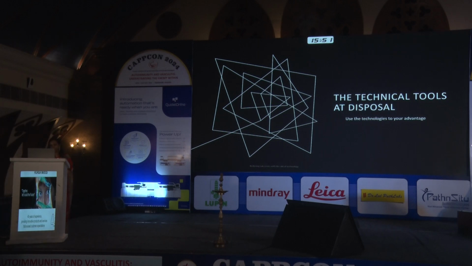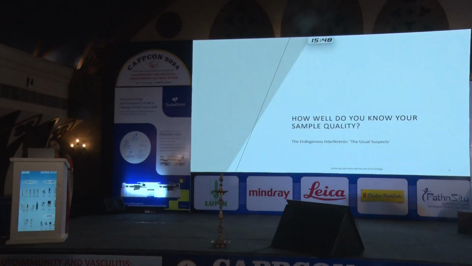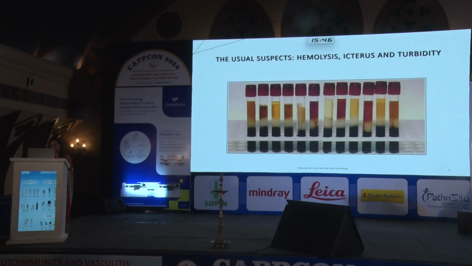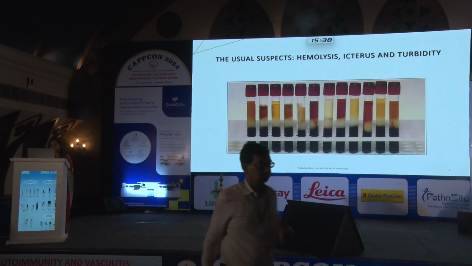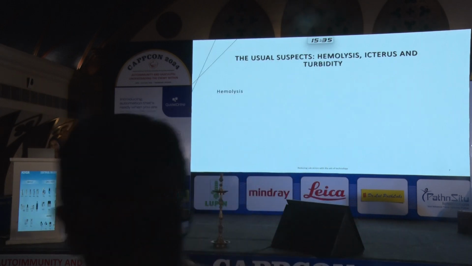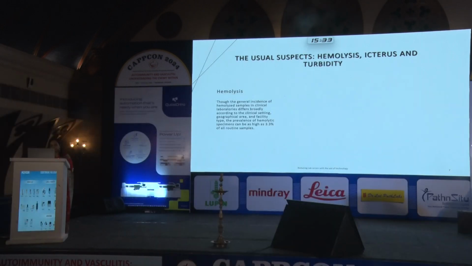So what are the technical tools that are at our disposal? How well do we know our sample quality? The usual suspects that cause maximum pre-analytical errors are interference due to the presence of hemolysis, icterus, and turbidity in the samples. So first, hemolysis. A study by Omar et al. shows that although the general incidence of hemolyzed samples in clinical labs differs broadly according to the clinical settings, geographical area, and facility type, the prevalence of hemolytic specimens can be as high as 3.3% in all of the routine samples.